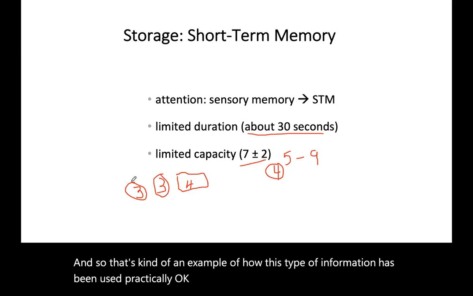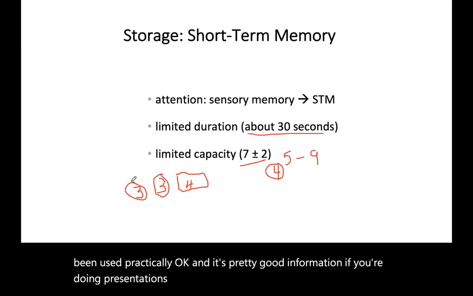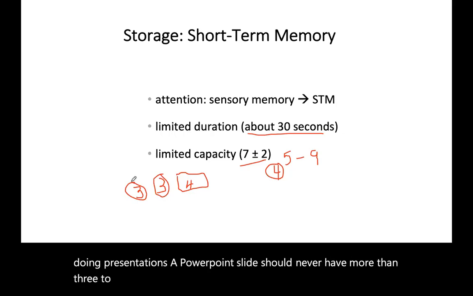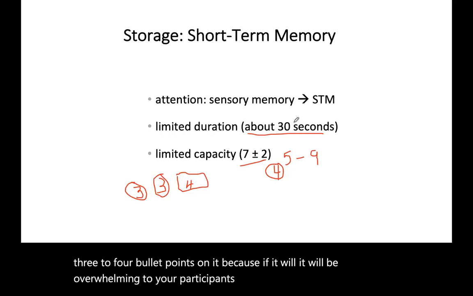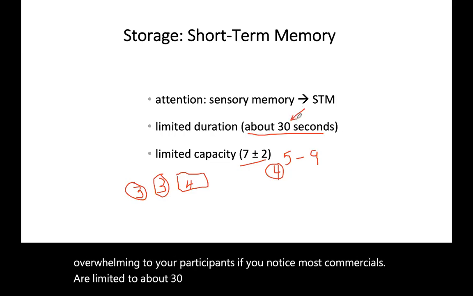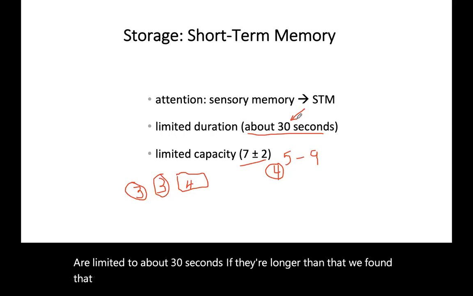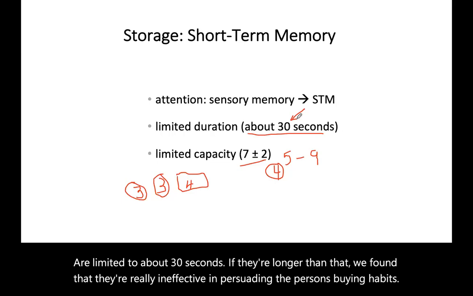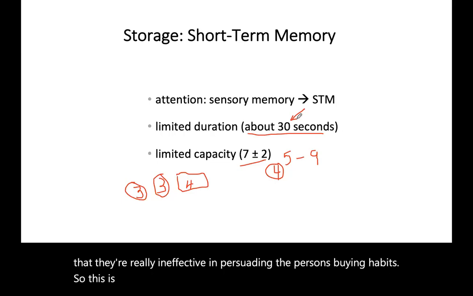And it's pretty good information if you're doing presentations. A PowerPoint slide should never have more than 3 to 4 bullet points on it, because if it does, it will be overwhelming to your participants. If you notice, most commercials are limited to about 30 seconds. If they're longer than that, we found that they're really ineffective in persuading the person's buying habits. So this is different ways this information could be used, just to kind of keep in mind.